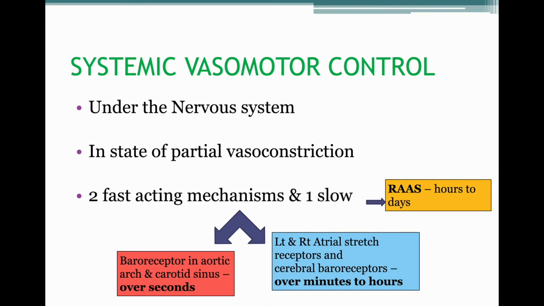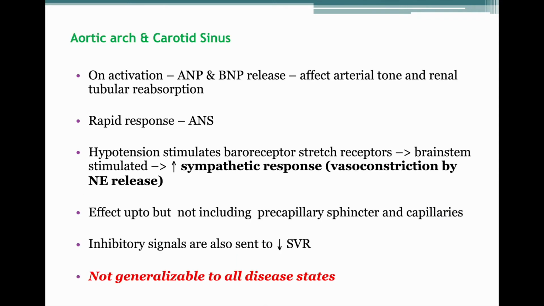For this autoregulation, with the aortic arch and carotid sinus, what happens on activation, suppose there is reduced blood flow or a high amount of blood flow. Just keep in mind that we are now discussing normal physiology and not any diseased condition. So suppose there is increased or reduced blood flow because of some disease condition, what happens in general, we are not going beyond autoregulation now. On activation, with low flow or high flow, the receptors get activated. In the brain there is BNP, or brain natriuretic peptide, release, and in the heart there is ANP release. They affect the atrial tone and renal tubular reabsorption. This rapid response is provided by the autonomic nervous system.